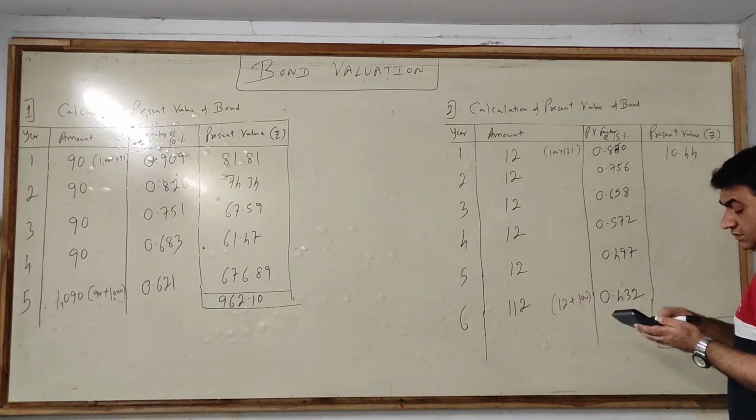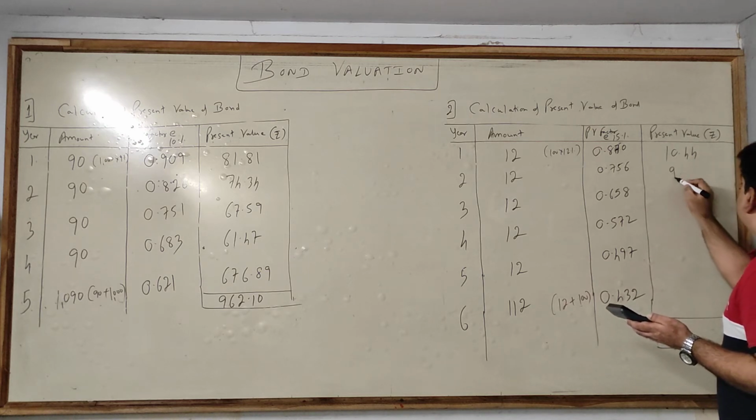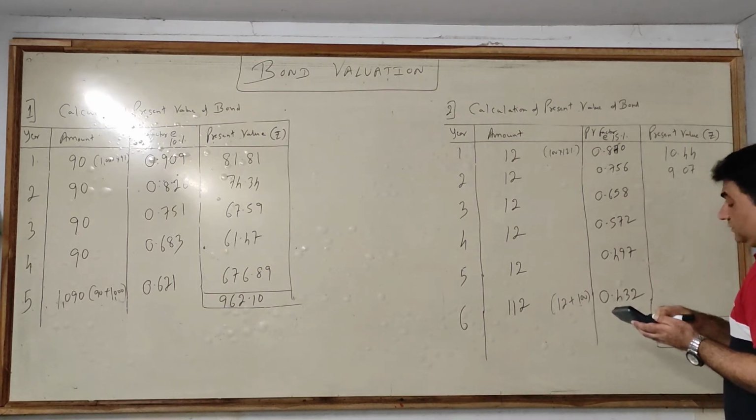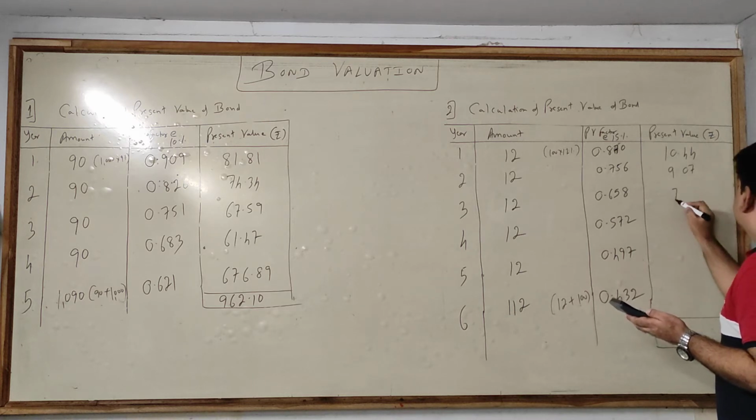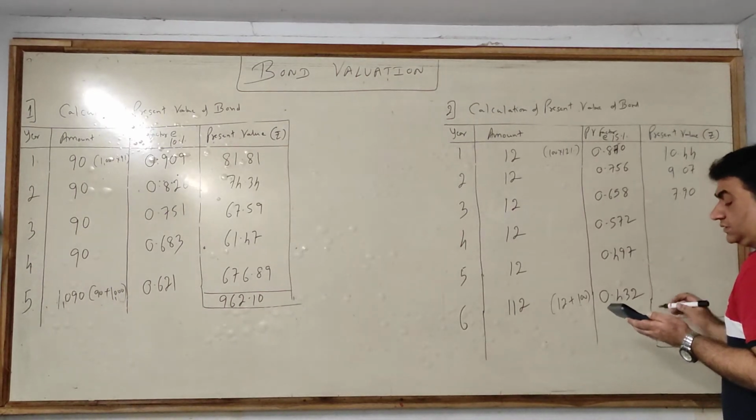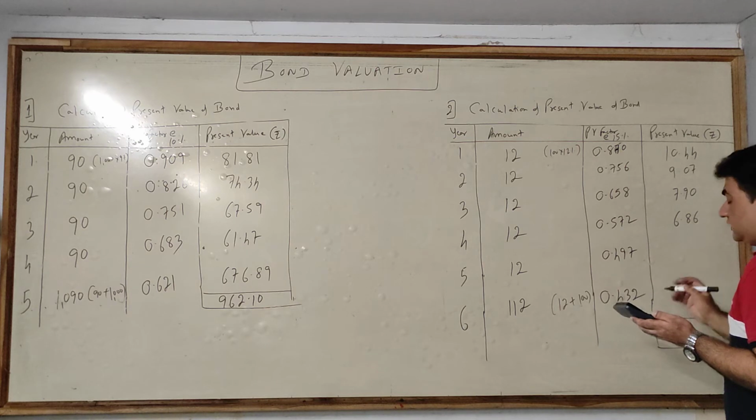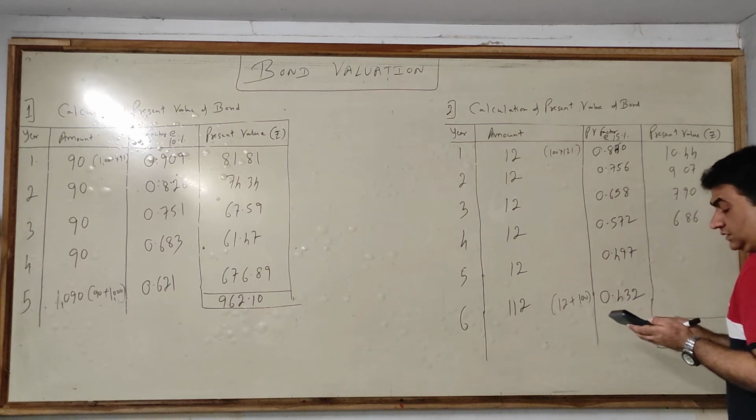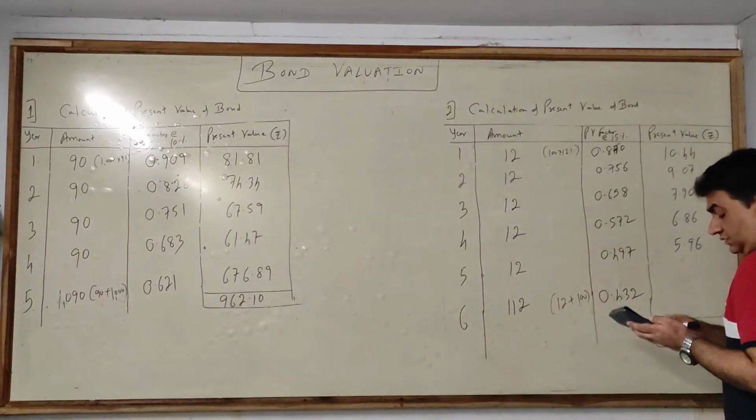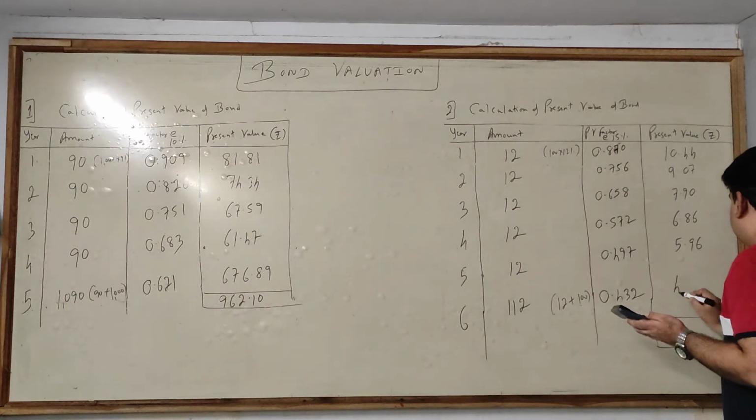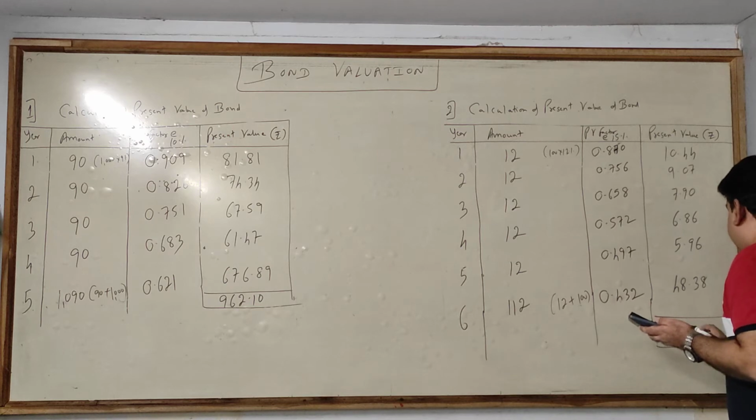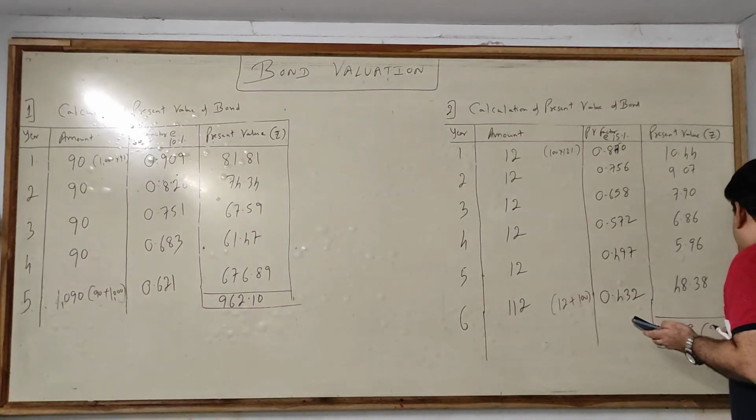10.44, 9.07, 7.90, amount rounded off in 2 decimals, 6.86, 5.42, and the total is 88.38. Press MRC, if you are using the M plus key, otherwise take the total.